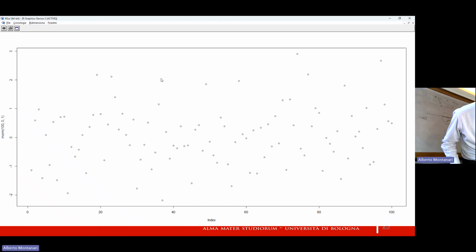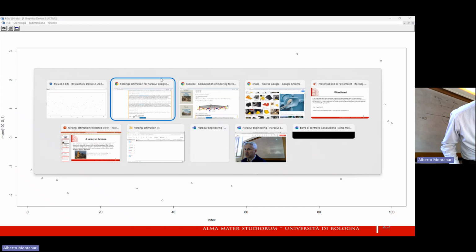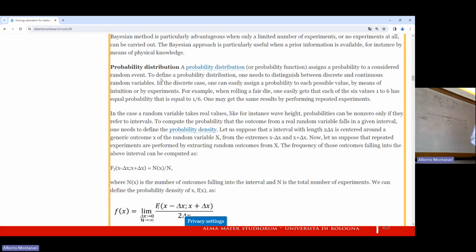Let me go back to the web page because I need the formula. Okay, so the frequency is computed. Look at the above formulation. Frequency of x minus delta x, x plus delta x, is equal to the number of points that I get into this interval divided by the total number of experiments. So I computed the frequency of the points that fall within this interval.